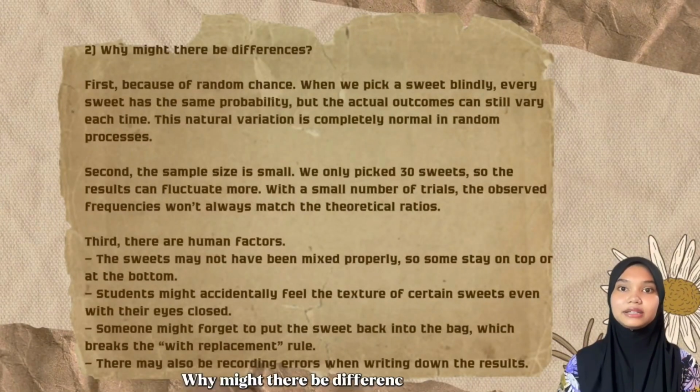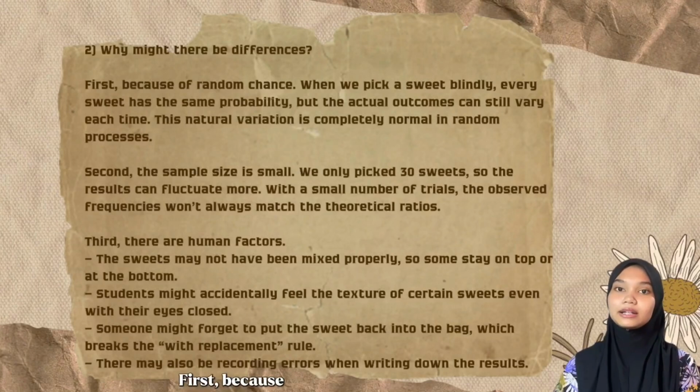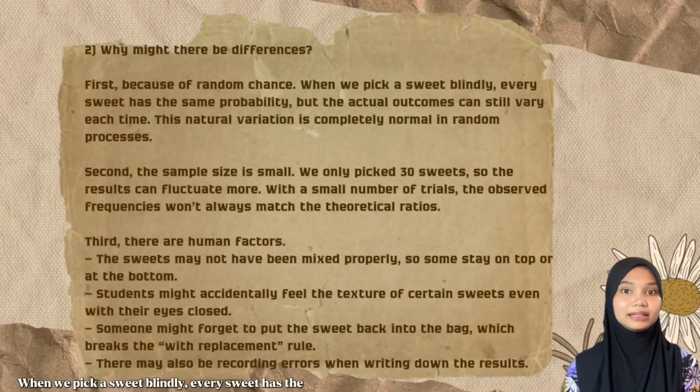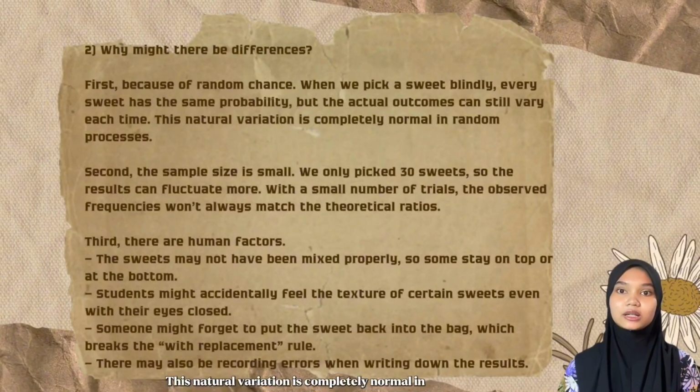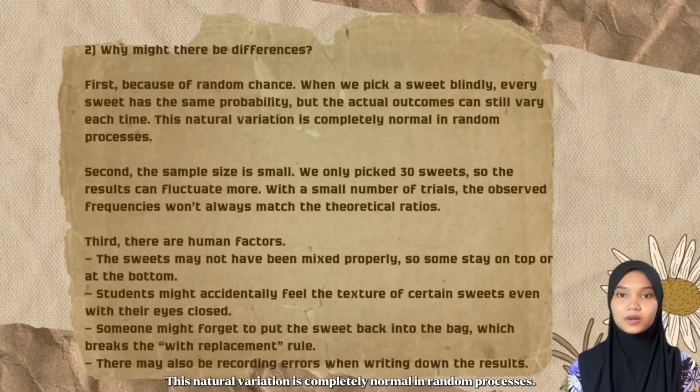Question 2. Why might there be a difference? First, because of random chance. When we pick a sweet blindly, every sweet has the same probability, but the actual outcome can still vary each time. This natural variation is completely normal in a random process.